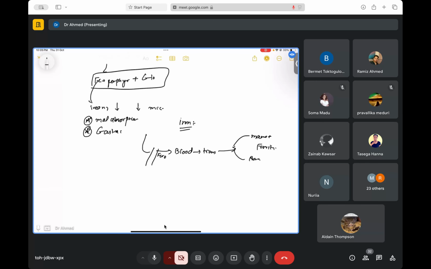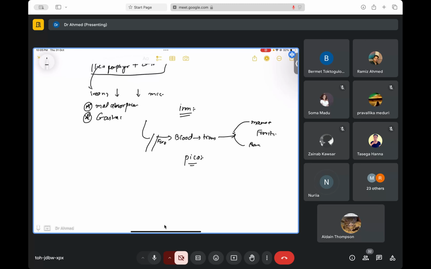So for iron deficiency anemia, you can also see pica along with that. Do you know what pica is? Appetite for non-nutritive things. You can simply think of it as the patient trying to find iron in non-nutritious things. So he would be eating soil, he would be eating clay. Simple.